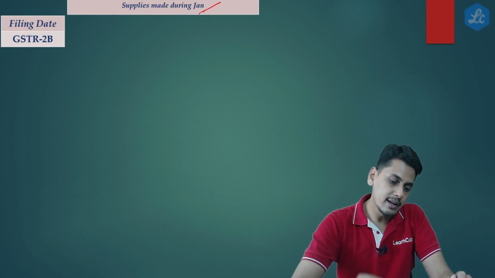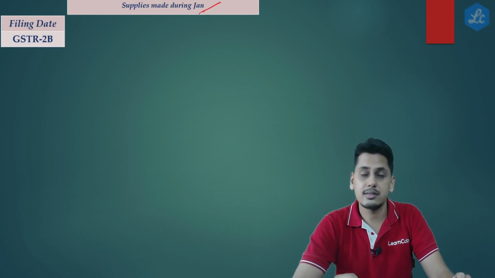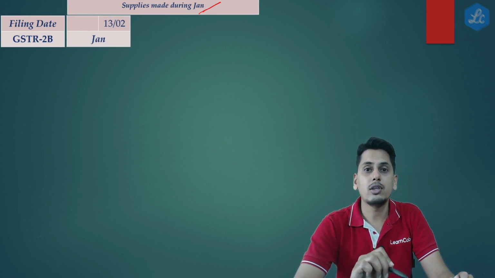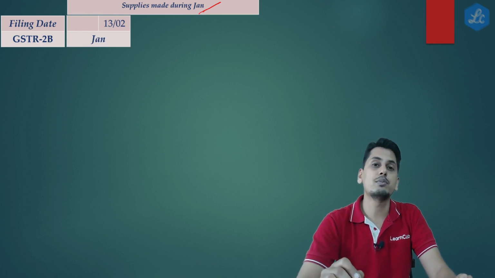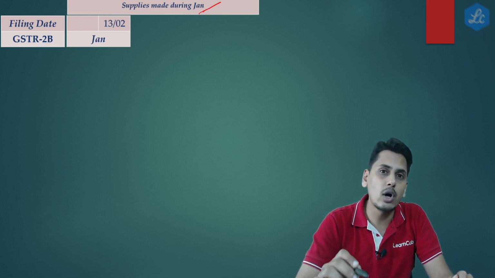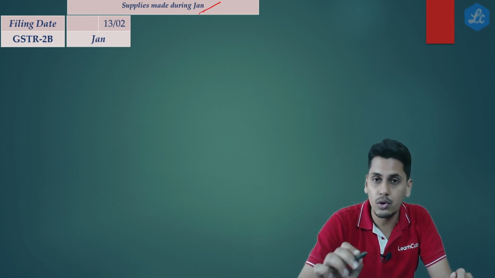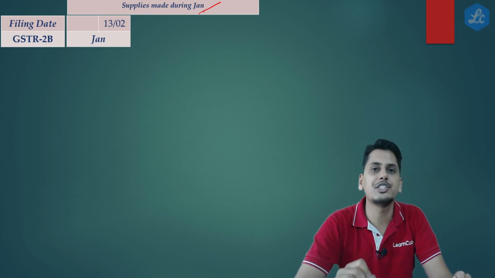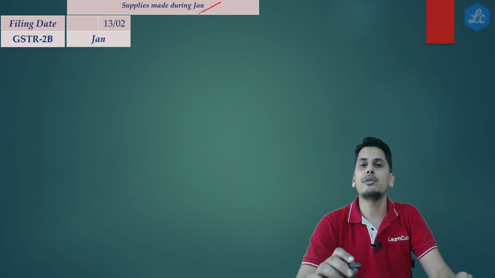Supplies are made during January. Now friends, for the month of January, IFF needs to be furnished by 13th of February. I am sure by now you know all the due dates. For the month of January, IFF needs to be furnished by 13th of February.